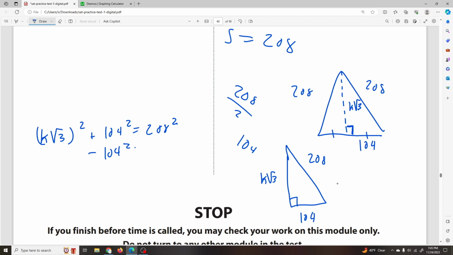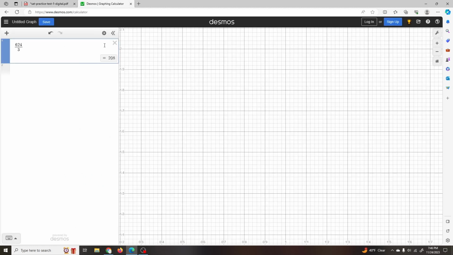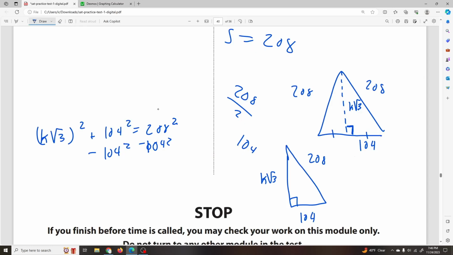We can subtract 104 squared from both sides. Don't write the equation side. Oops. So minus 104. And we know that k radical 3 squared is equal to 208 squared minus 104 squared. Whatever. You can see that I wrote that out there. So what is that equal to? 208 squared minus 104 squared is equal to 32,448. 32,448. Right? And just be careful with the math.